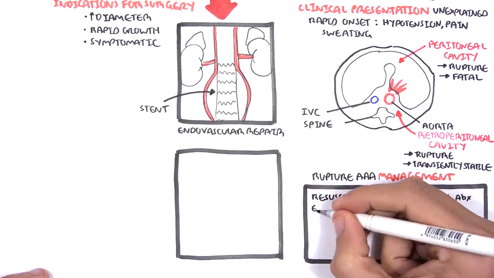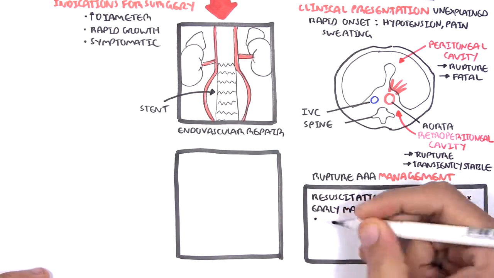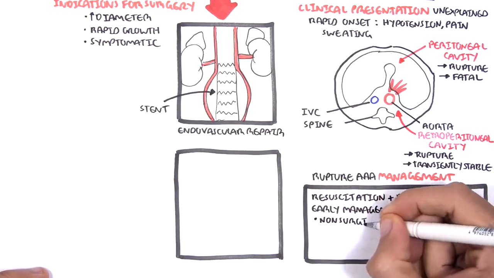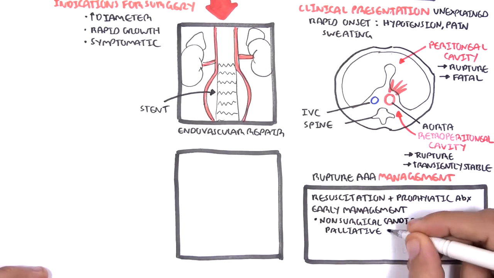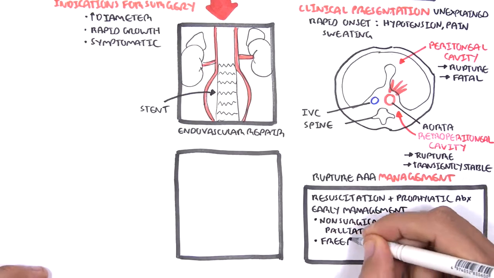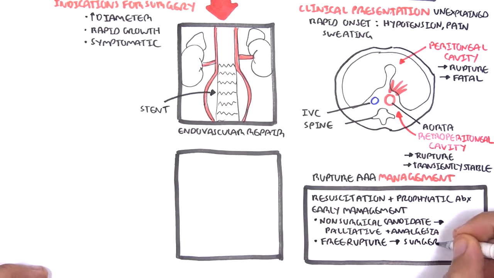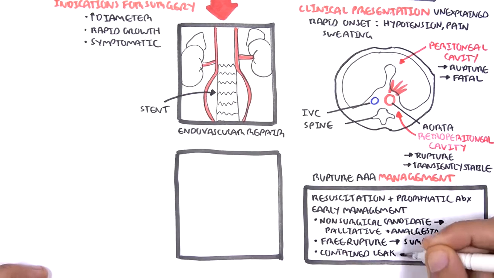So the early management for non-surgical candidates is really palliative care and analgesia. For a free rupture, it's surgery. And also for a contained leak, it's also surgery.